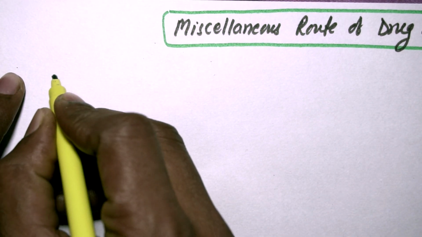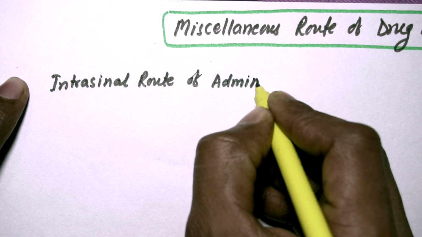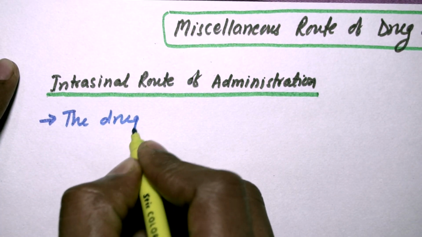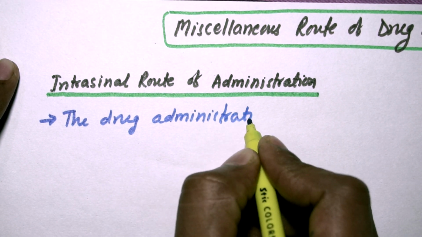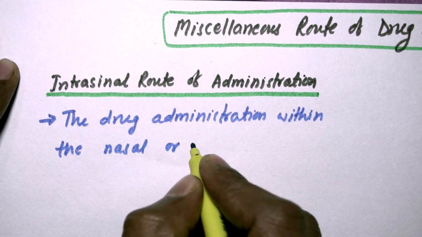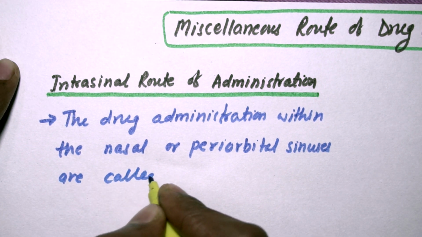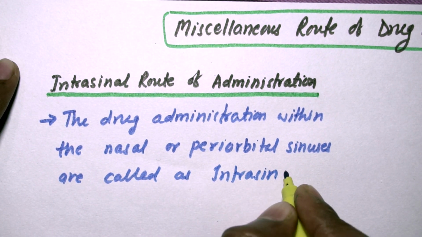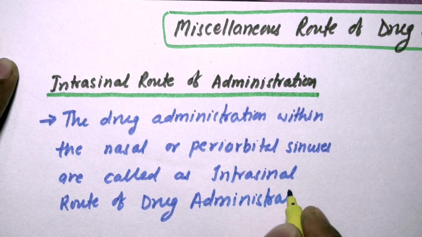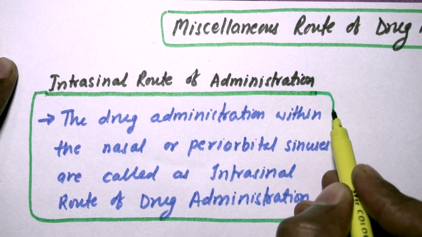Okay. Now coming to the intrasinal route of drug administration. Okay. So drug administration within the nasal or periorbital sinuses is called the intrasinal route of drug administration. Okay. So this is a local route of drug administration. Okay. It comes under local routes of drug administration.